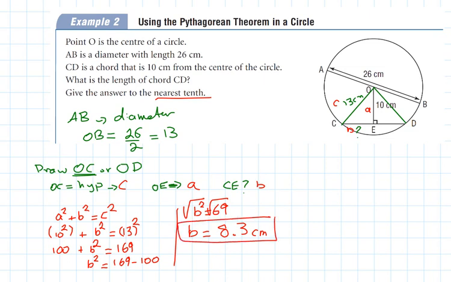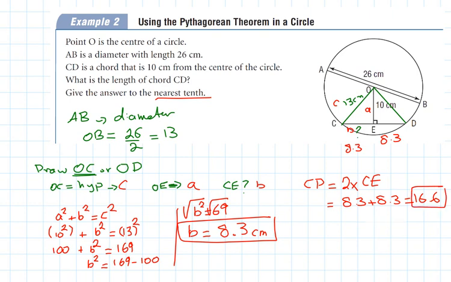Okay, so what are they asking for? They're asking for CD, not for CE. Okay, CD. So if this is 8.3, that means ED is 8.3. So CD equals, you can say 2 times CE, or you can draw it, I don't really care how you show me this, but CD will be 8.3 plus 8.3, which is 16.6 centimeters. Okay, that's it.